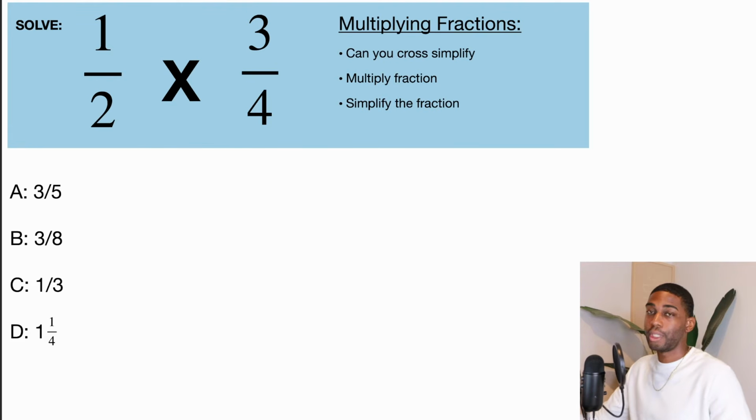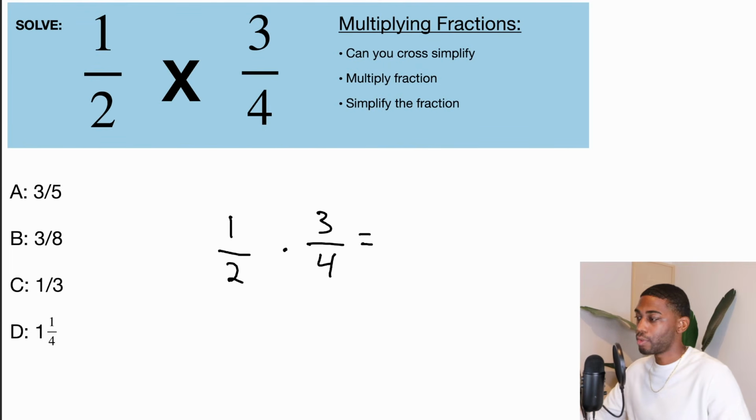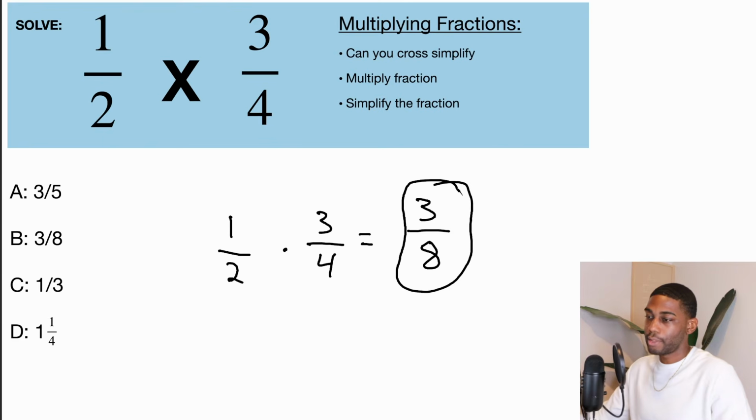Multiplying fractions, again, I feel like it's easier than adding and subtracting fractions because we don't need a common denominator. We can simply do our math straight across. So we have 1 over 2, and then we have 3 over 4. So 1 times 3 is 3, 2 times 4 is 8. Can we simplify? No, we cannot simplify. So 3 over 8 would be the final answer. B would be your final answer.